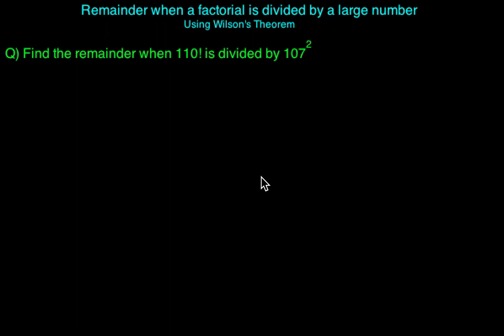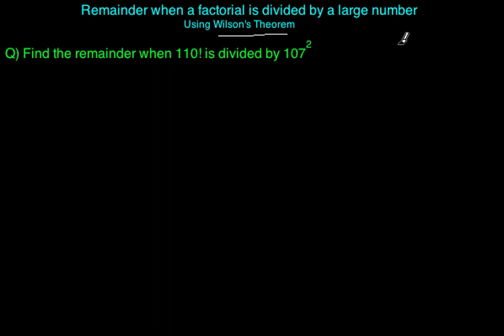Okay, so here we'll be looking at how we find remainders when a factorial number is divided by a large number. We'll be looking at two distinct examples, but the first thing is that whenever we find a situation where we are dividing a factorial by a large number, in 99% of the cases it is solved using Wilson's theorem. We already looked at Wilson's theorem in the previous lecture.